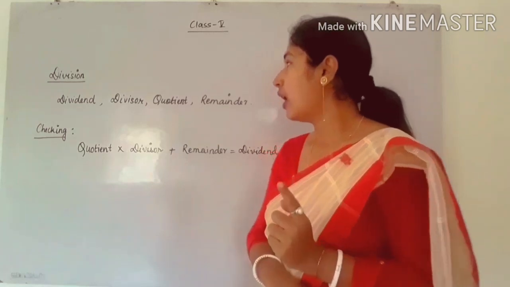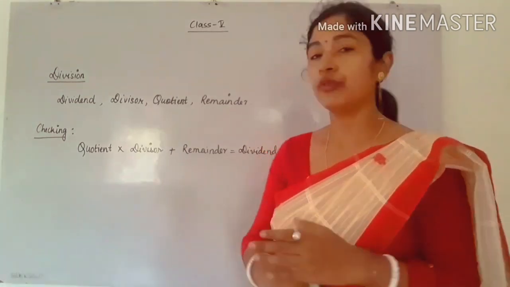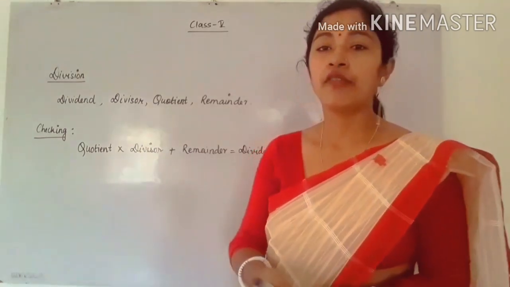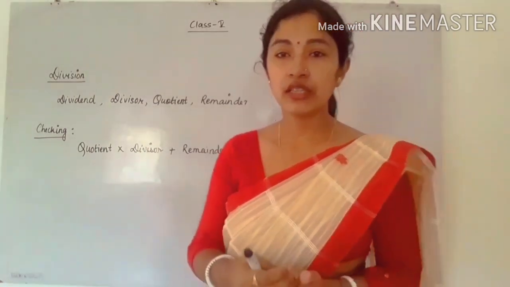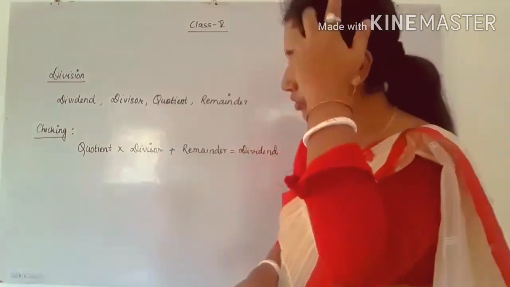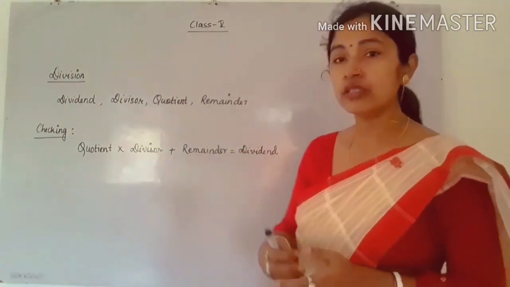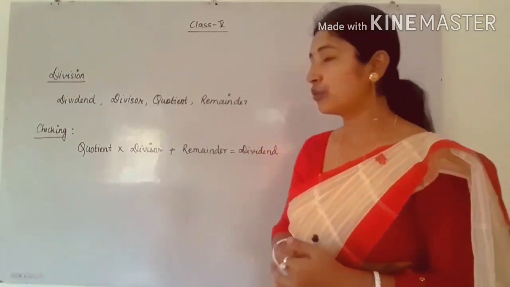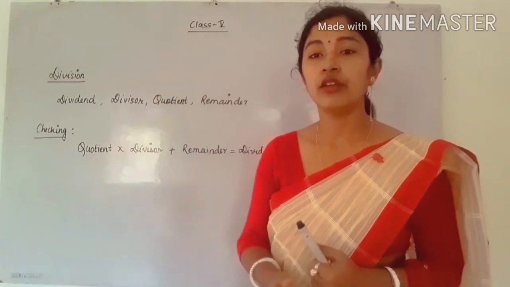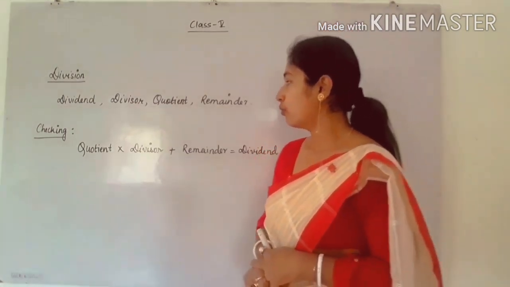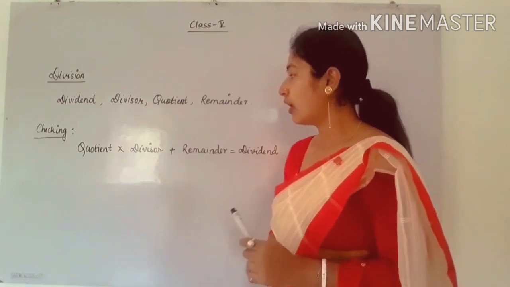Next, how to check the division process. Suppose we have done the division. After that, if we want to check whether the answer is correct or not, we can check it by a process, and what is the process? You have already studied it, I think in class 3. From class 3 you know this method. And what is the checking method?